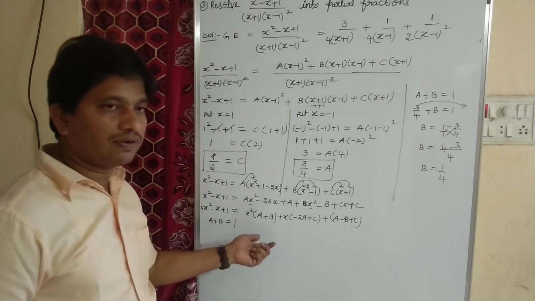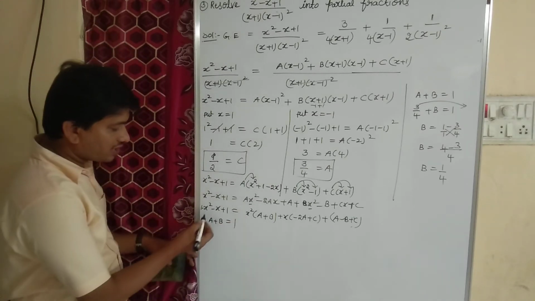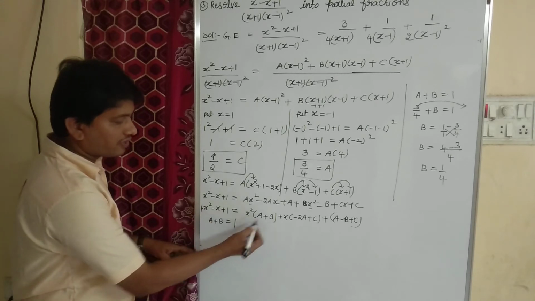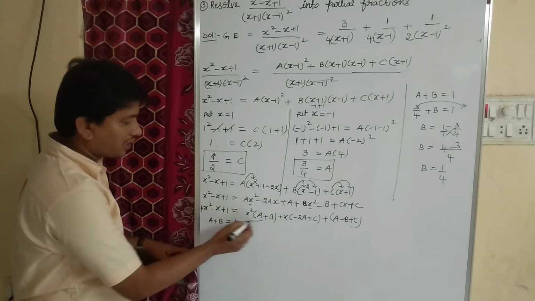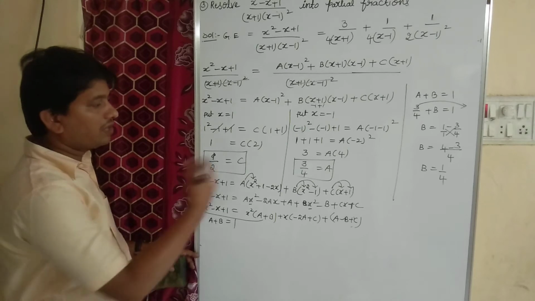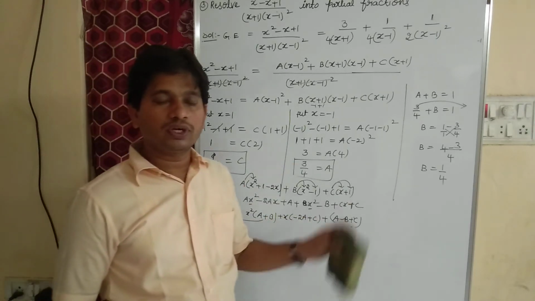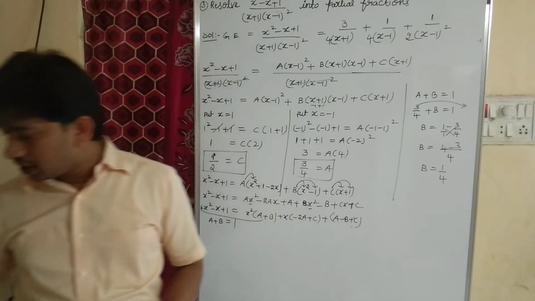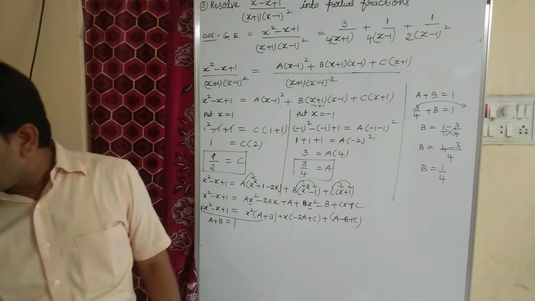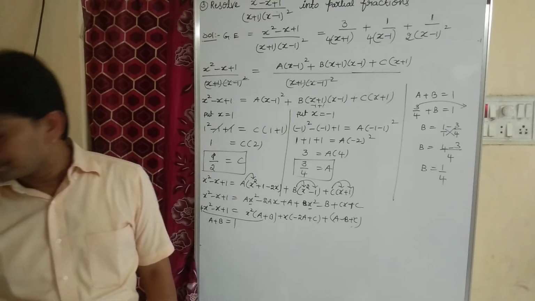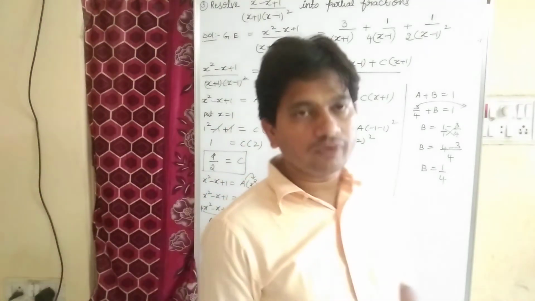Whatever value we want, we equate it. Here the x square coefficient is 1, here the x square coefficient is a plus b. So I can say that a plus b equal to 1. Already we know the value of a, substituted, we got the value of b. Is it clear, children? How to resolve into partial fractions in this method? Okay. We'll go with one more method.